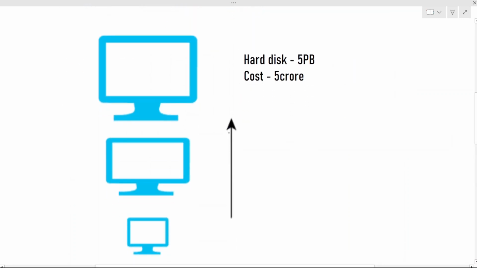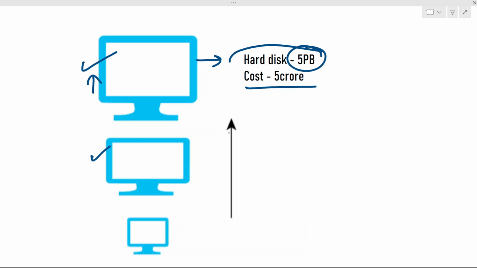So the first approach is vertical scaling. Vertical scaling means you add a new machine with higher specifications. Let's say we added a very expensive machine having a hard disk of 5 petabytes, which cost you around 5 crore. It's a huge exponential growth in the cost, while it is serving your purpose for 5 years. But there are a lot of issues in this approach.